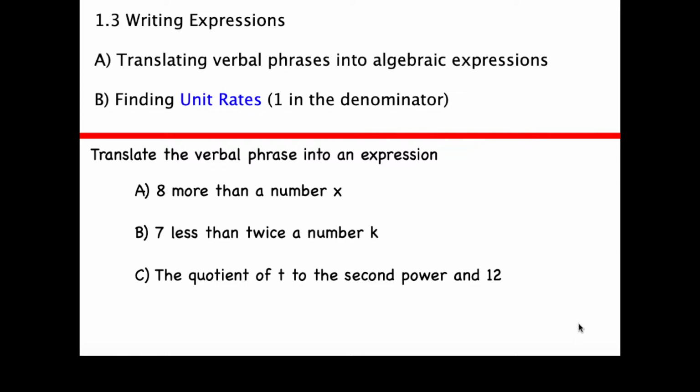Things like we have on the bottom here, like 8 more than a number x, or 7 less than twice a number k, talking about real world sort of statements and trying to connect them to how to write things in math. And in that case, we also want to talk about part B here, finding unit rates. How can we relate numbers to the real world with real measurements and making conversions?